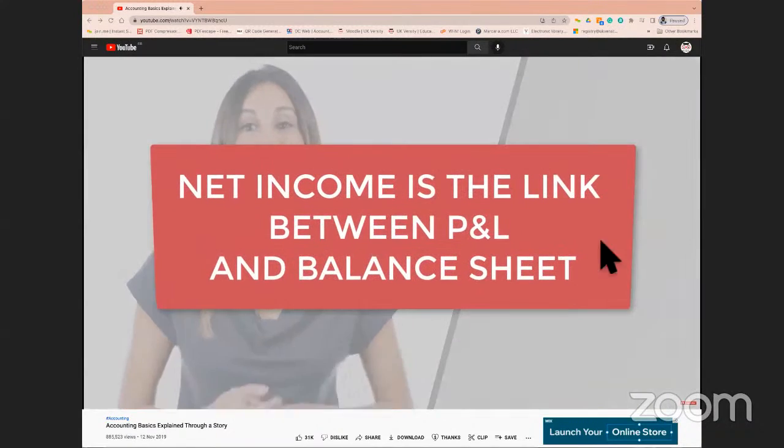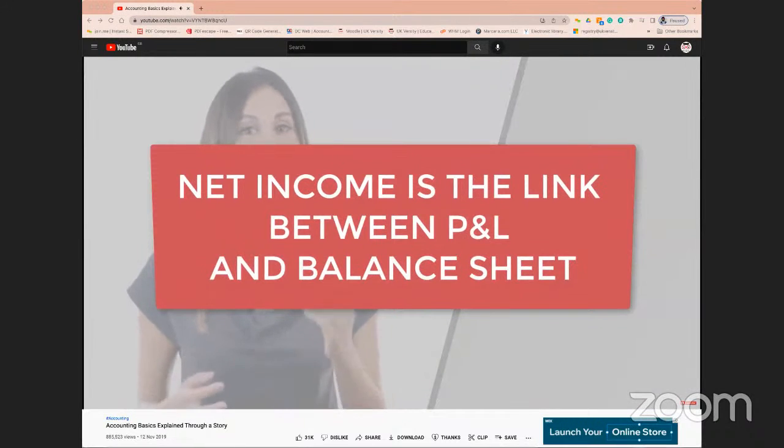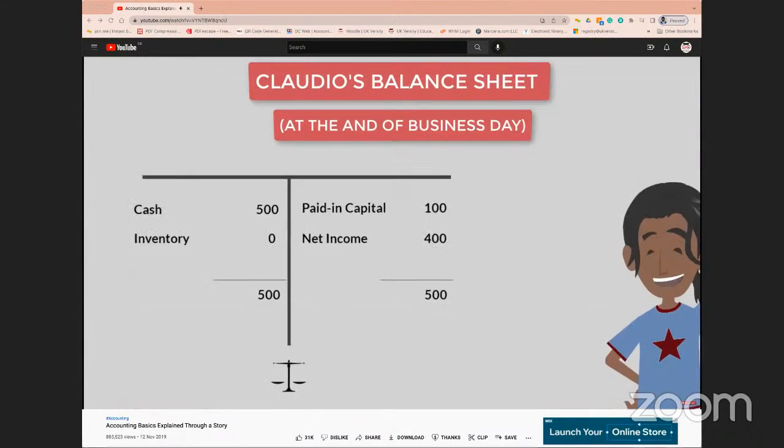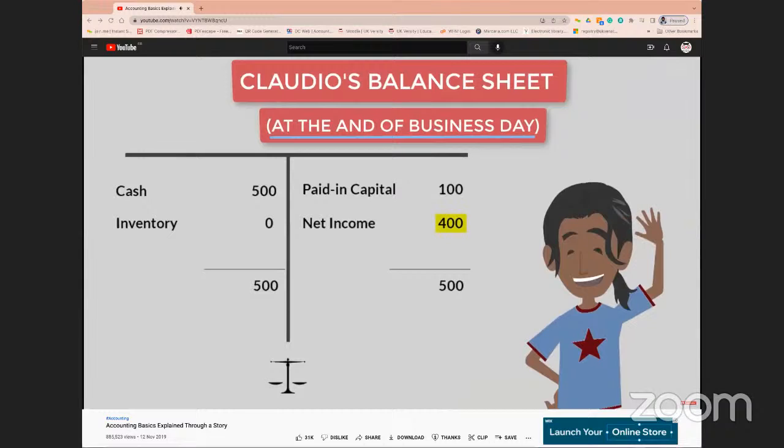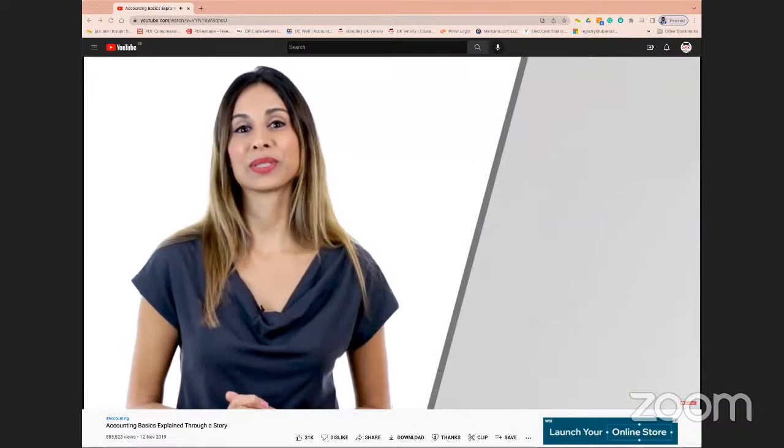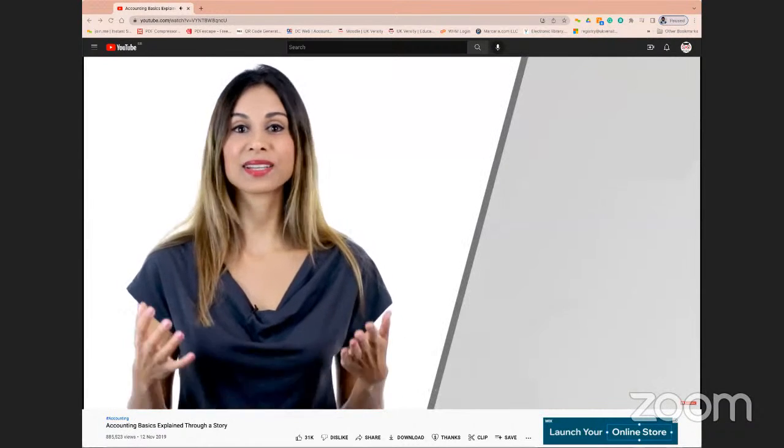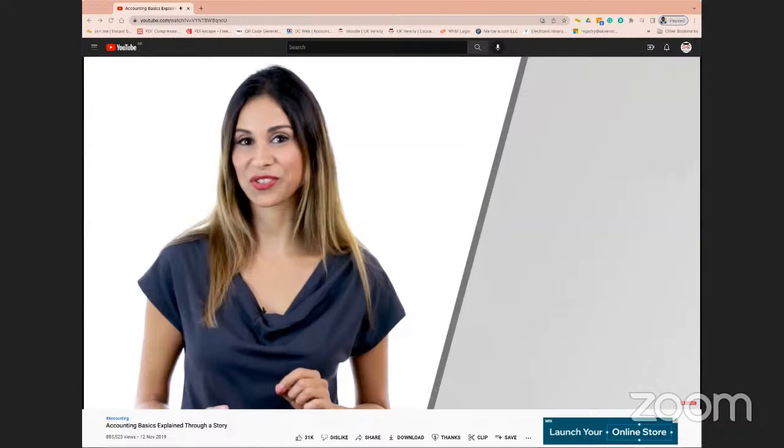Net income is the link between the income statement and the balance sheet. So when we add the profit of 400 euros he achieved to equity, also the right side gets to a total of 500 euros, and the balance sheet balances like it should. So that's how it would look for Claudio at the end of his successful day at the beach.